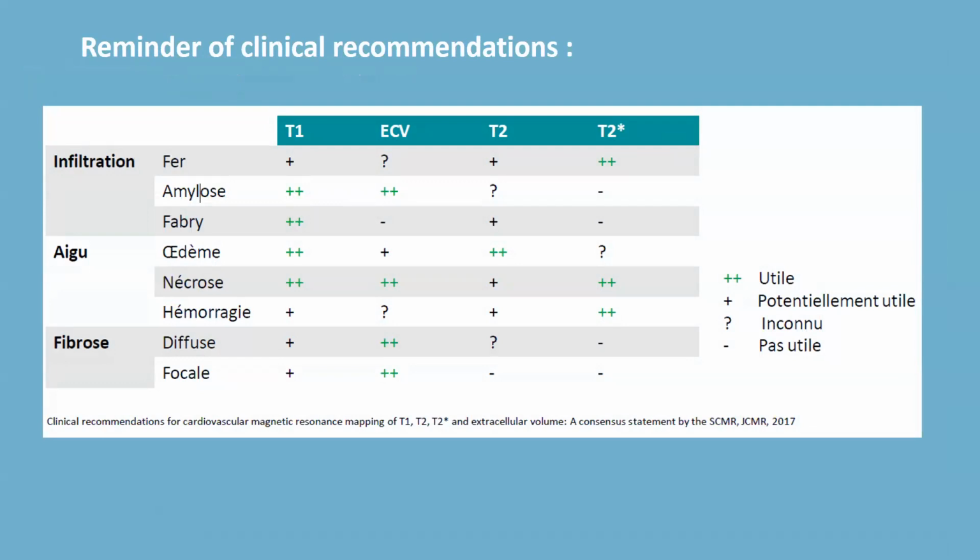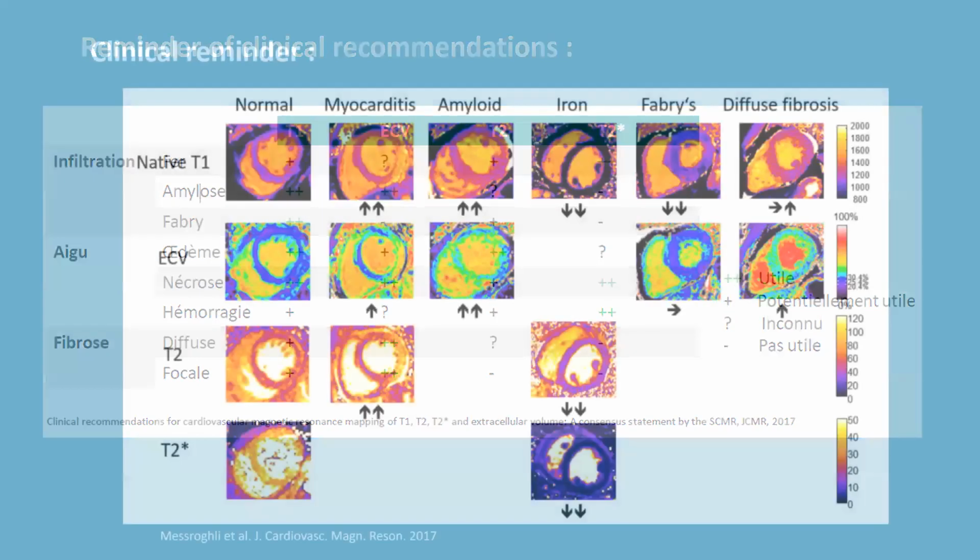For example, when you use T1 mapping for amyloid and infiltration, it's very recommended. The T2 is very recommended in the edema. And when we talk about the T2 star, it's very recommended in the infiltration, also for the necrosis. For the fibrosis, the extracellular volume is very recommended when we talk about diffuse fibrosis or a focal fibrosis.